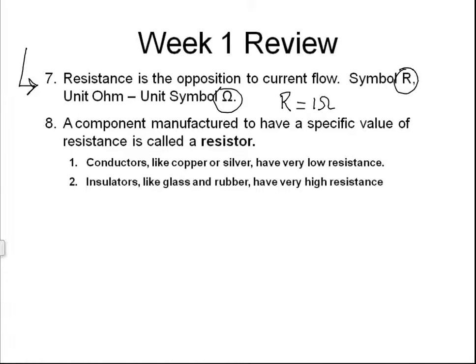Now, of course, conductors, if they had high resistance, they wouldn't conduct very well, so it makes sense. Conductors have a very low resistance. Insulators, something you want to insulate, you don't want to have any current flow. You can imagine it has very high resistance. And of course, the item we manufacture for a specific value, that's called a resistor. Makes perfect sense.